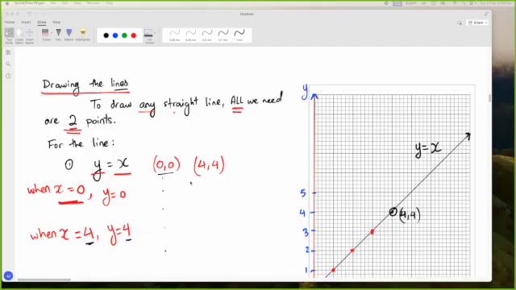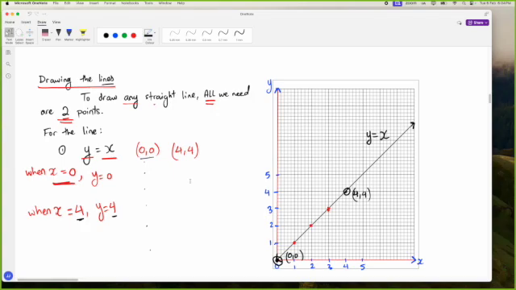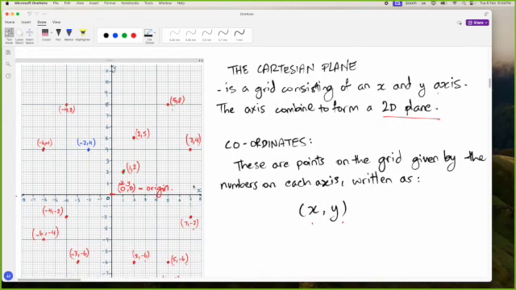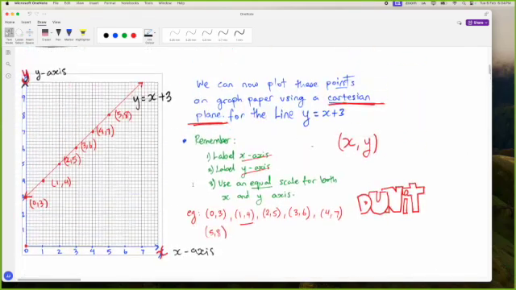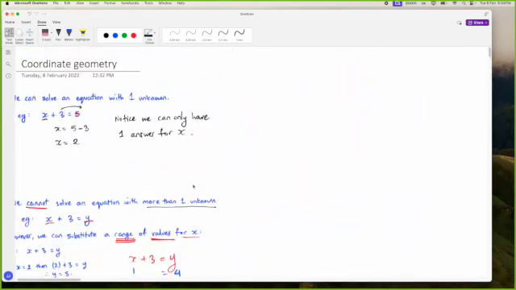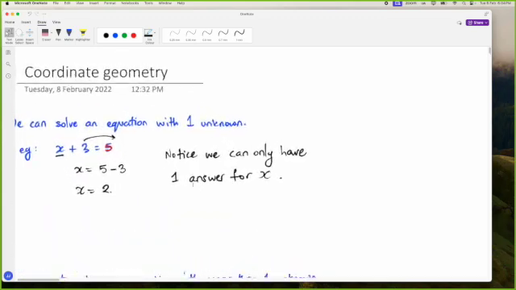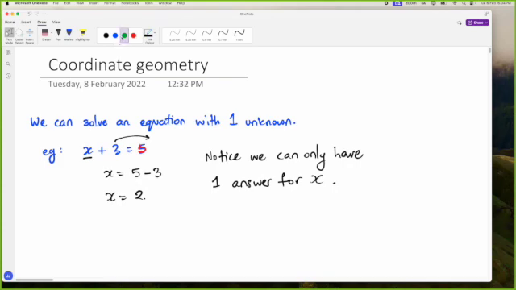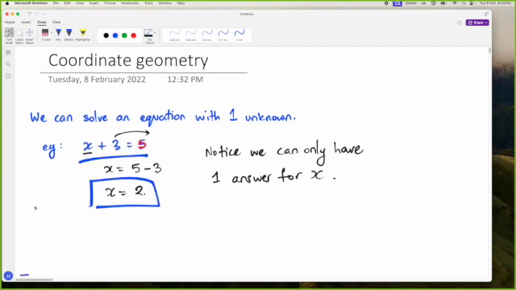We're talking about coordinate geometry. Yes, we will have a couple of graphs to draw again today. But we're moving out of the graph zone though, right? So coordinate geometry, just as a little recap, we saw that when we have an equation with one unknown, we could solve it and you'll just basically get one answer.